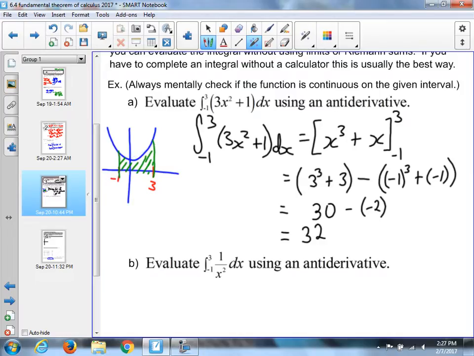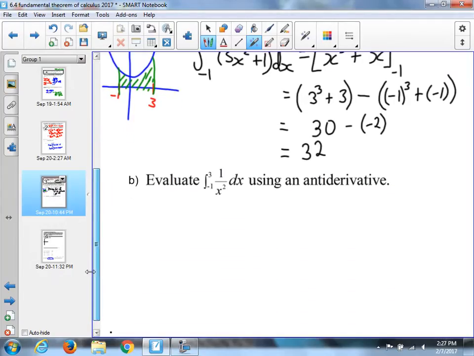Anyways, evaluate the next one. -1 through 3 for 1 over x squared, using an antiderivative. Okay.